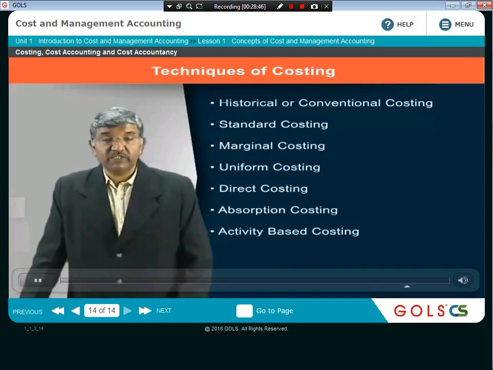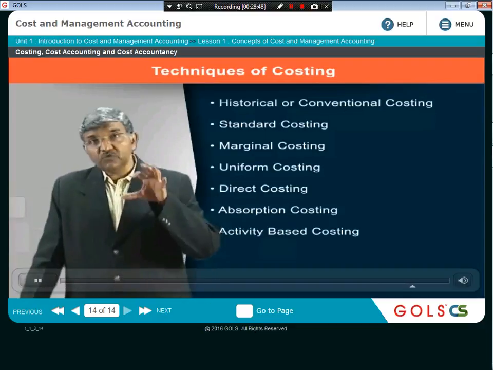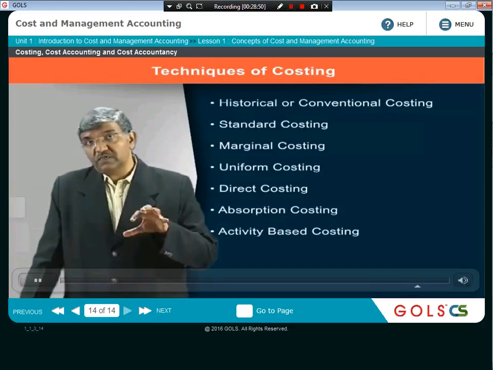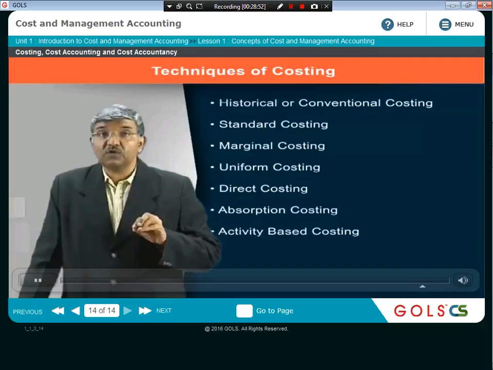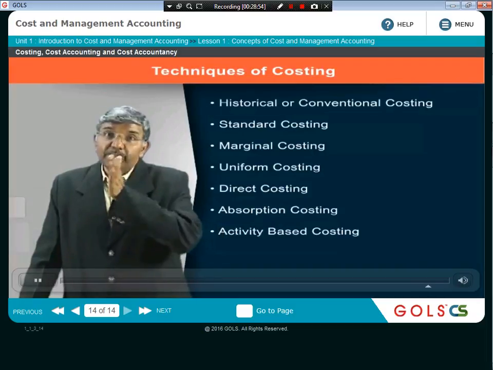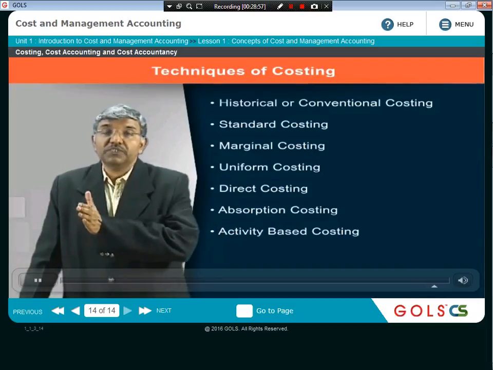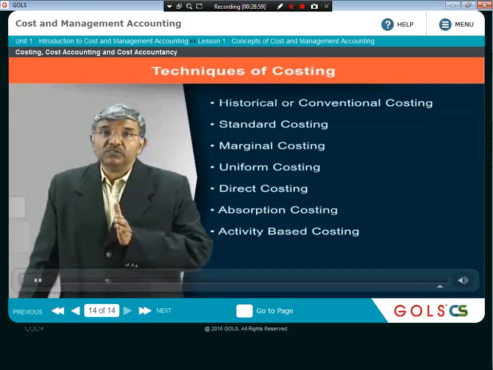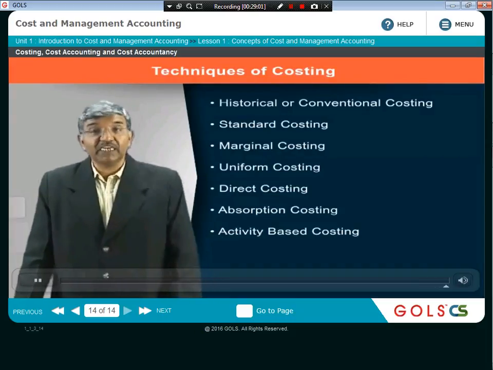Activity based costing: in relation to the activity, how the cost is incurred. For every activity, how much cost is there. If you are calculating the cost on an activity basis for the purpose of controlling the cost, in that case this technique is called activity based costing.